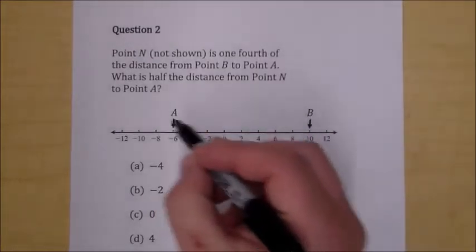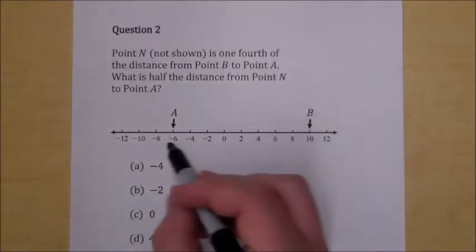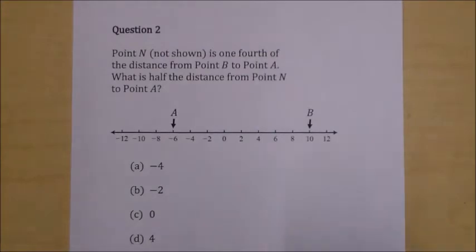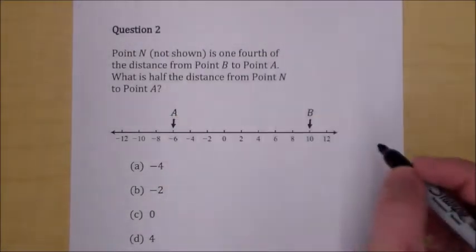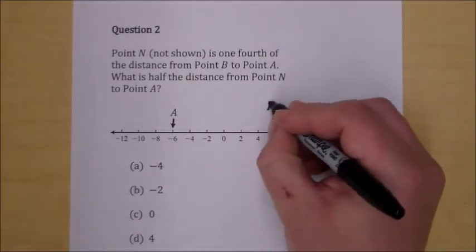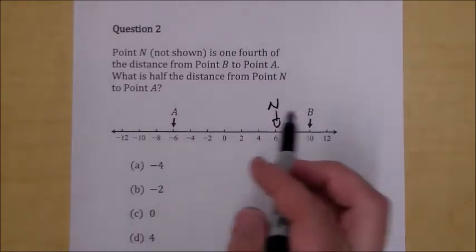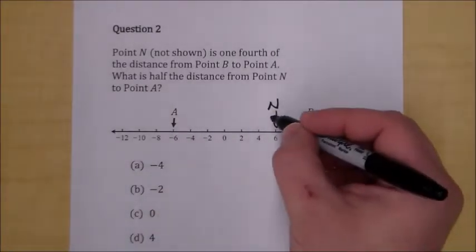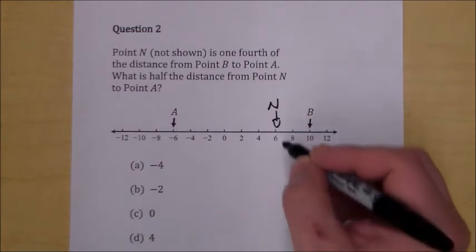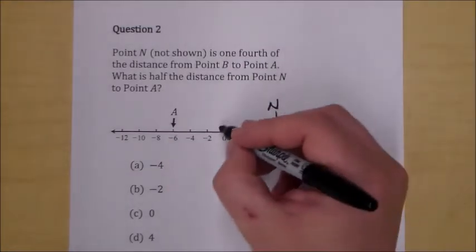So start at B, going to point A, we're going 1/4 of the distance. We have 16 numbers, 1/4 of 16 is 4, so we got to go 4 numbers that way, right? So there we go, that's point N. Cool, what is half the distance from N to A? Well, going N to A, we want to go half the distance. Look, we're at 6 to -6, so there we go.